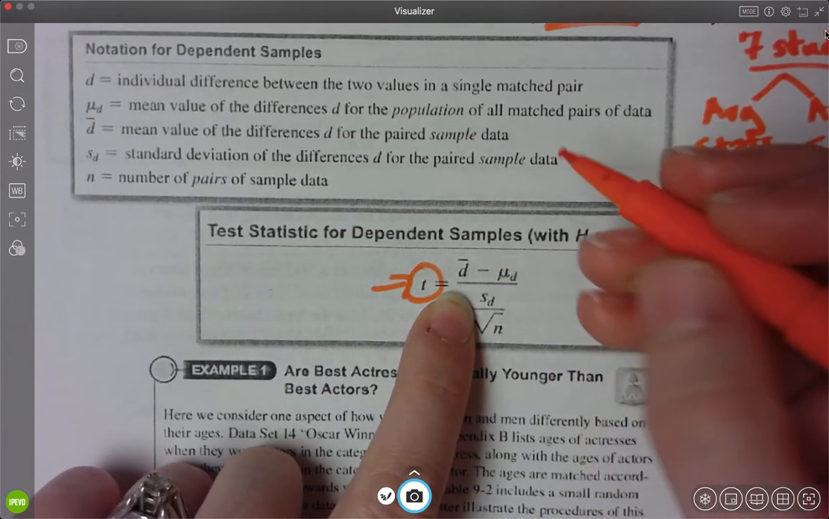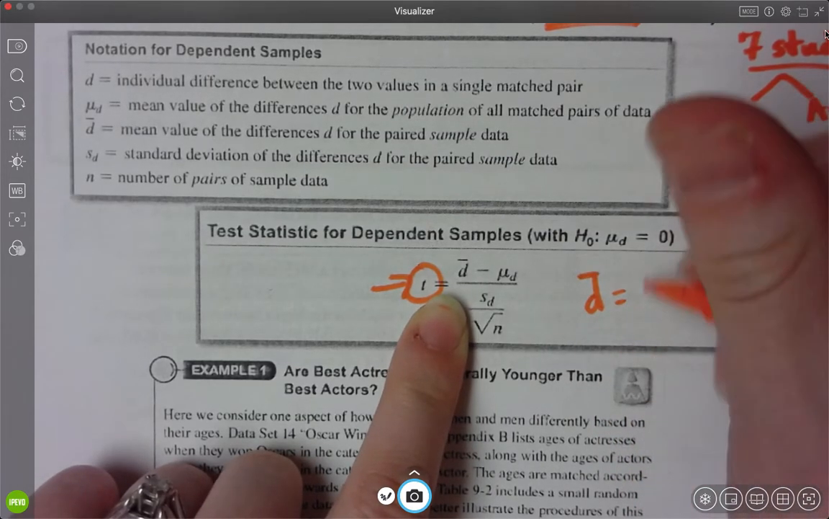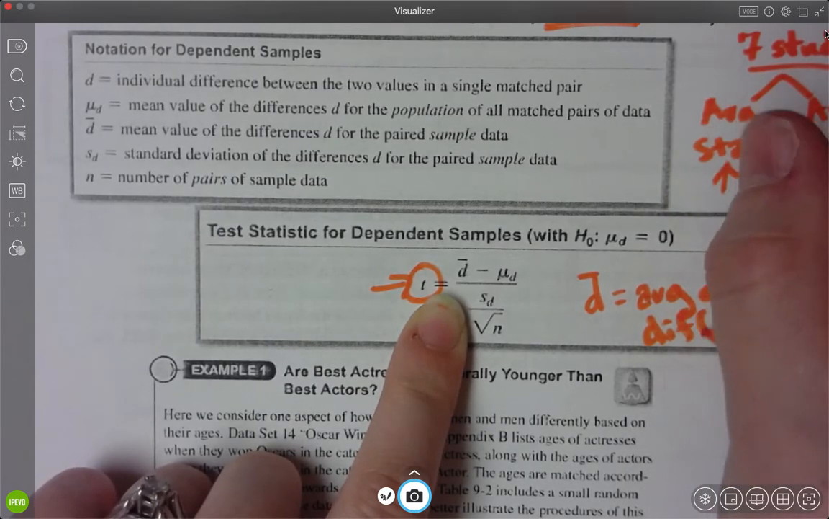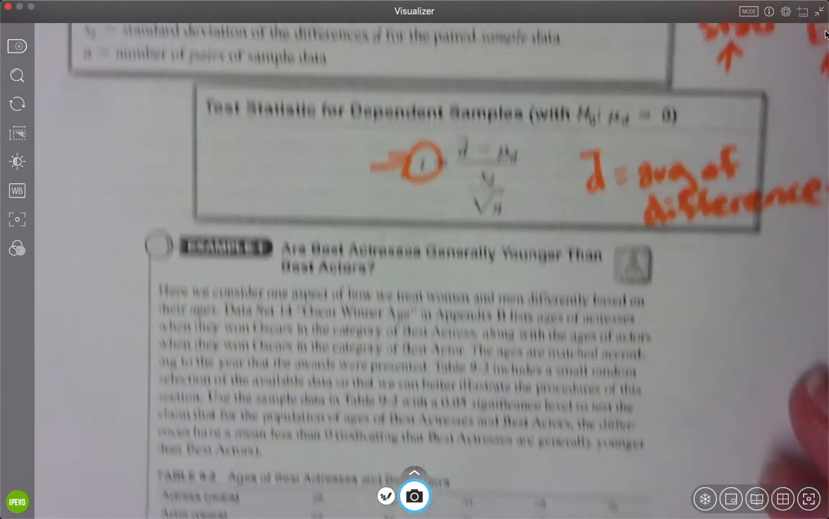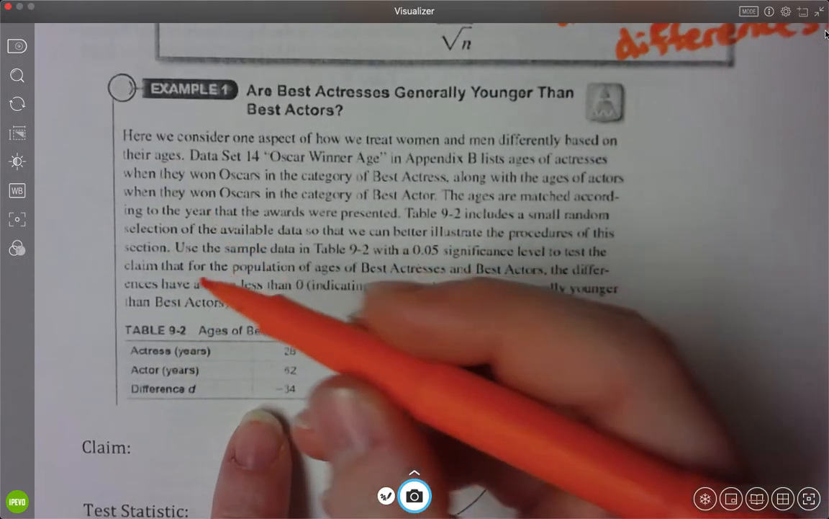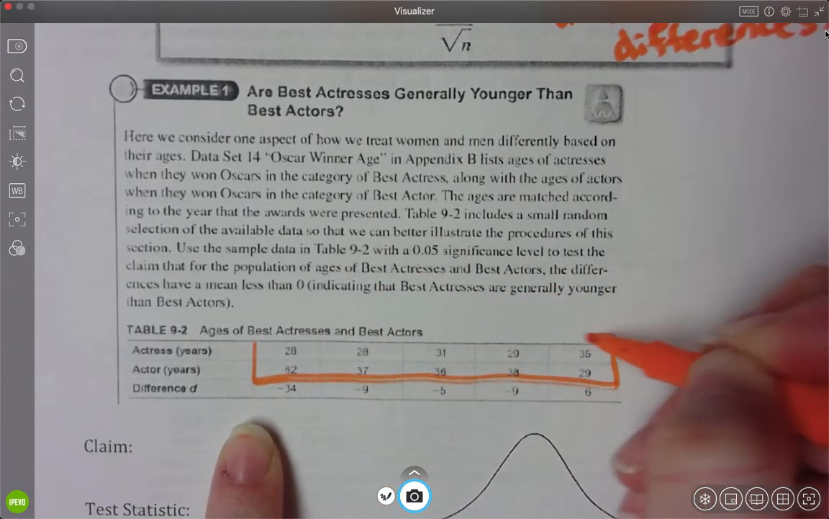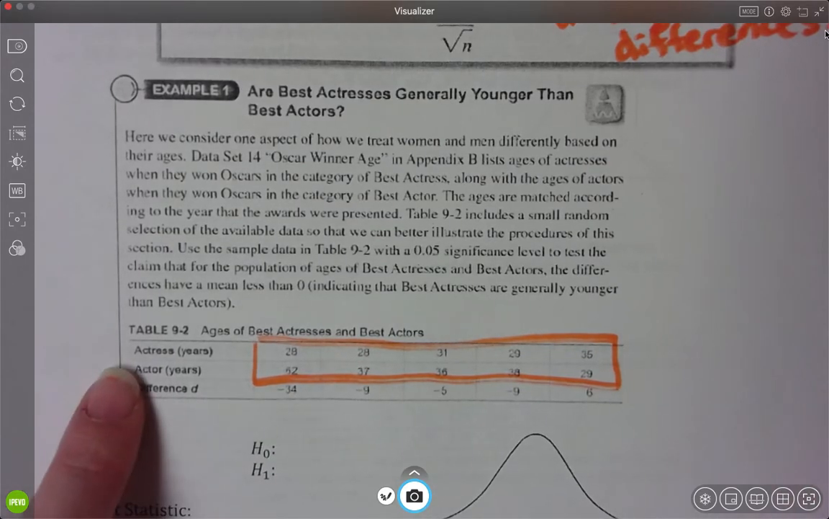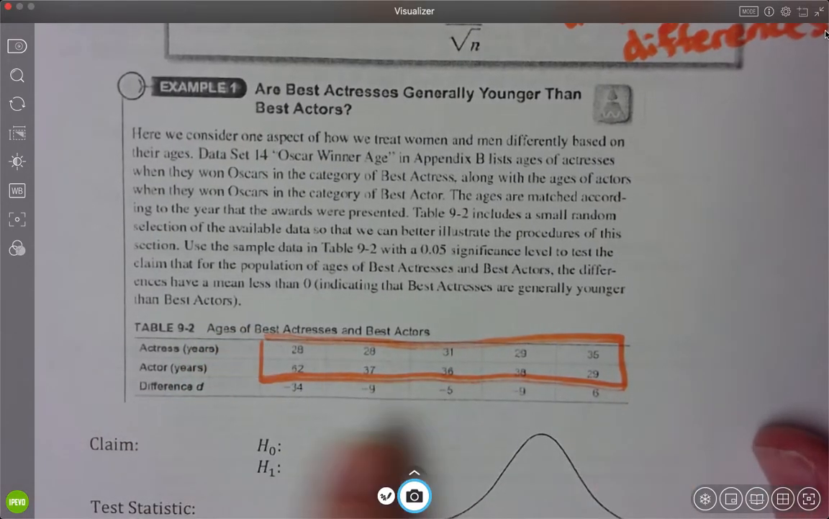And D bar is going to be the average of the differences. Okay, so what they will do is they will have a data set here and they will give you these two rows of information here, okay? And the things that we're comparing are actresses and actors. And they have matched those up so that we have the same number of actresses and the same number of actors.